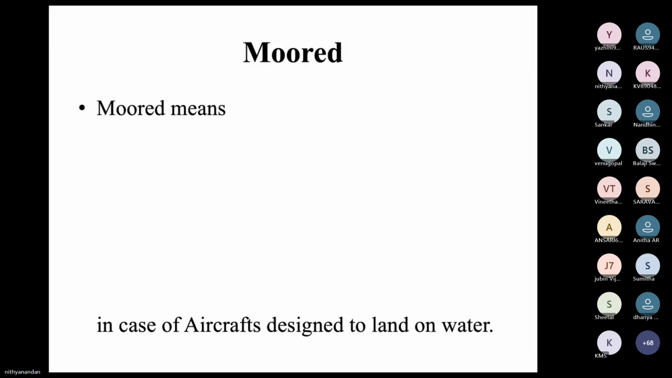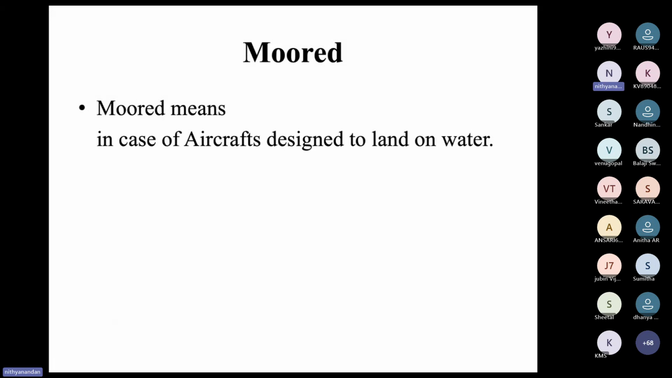Amphibian means the aircraft which are designed to land on water. Amphibian means the aircraft which are designed for landing on water.